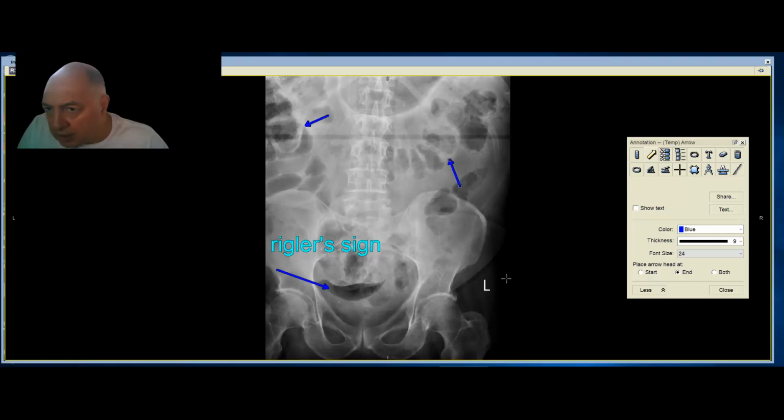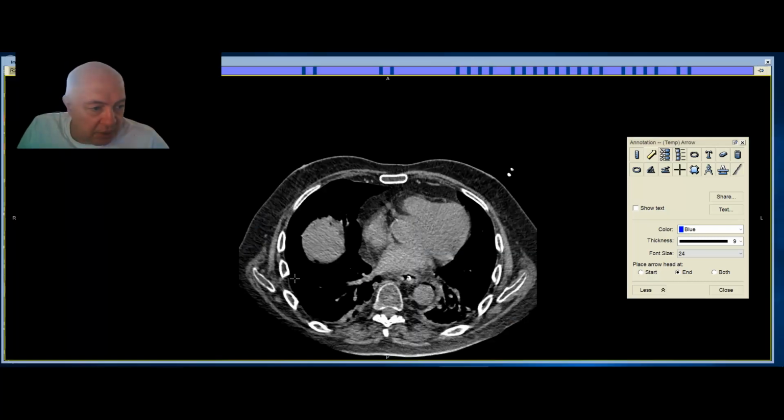So in the Rigler sign, the bowel becomes much more easily seen. The outer bowel wall is clearly defined by air. Now, once you have a perforation, you should do a CT scan to try and identify the cause of the perforation. That was done here.